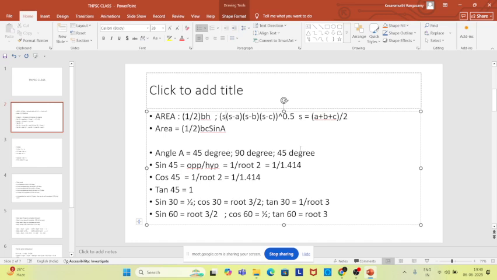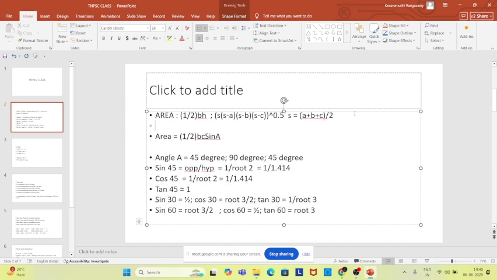There are many formulas for area of a triangle, but these two are very common. Half BH is one formula, where B is the base and H is the height. The other one is S into S minus A into S minus B into S minus C, root of. Instead of root of, I have written to the power 0.5, where S is equal to A plus B plus C by 2.